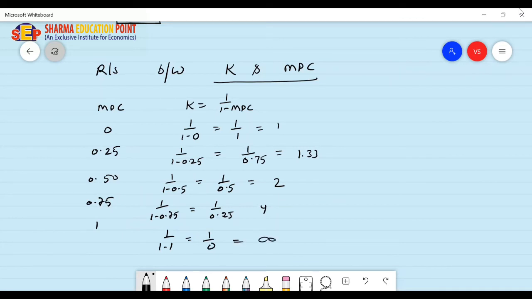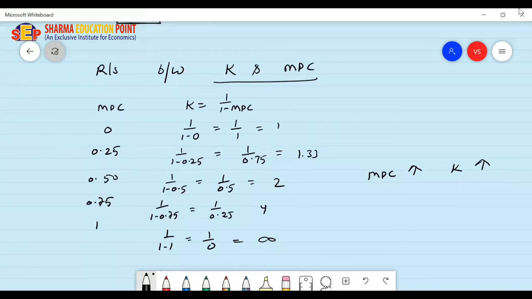So hence, as the MPC value is increasing, the value of k is also increasing. Look here, MPC is 0, 0.25, 0.50, 0.75, 1. So the value of MPC is increasing, and the value of k is also increasing. Look, 1, 1.33, 2, 4, like that.